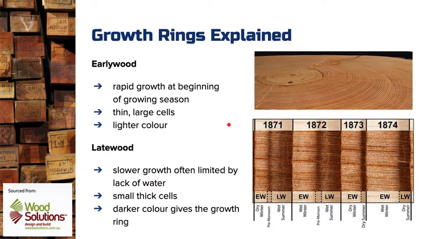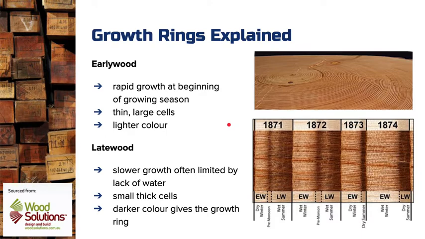So this is what growth rings look like. Growth rings usually have a light part and a dark part. That's what we would expect in a growth ring. The light part is the early wood. This is the timber that is grown at the start of the growing season.